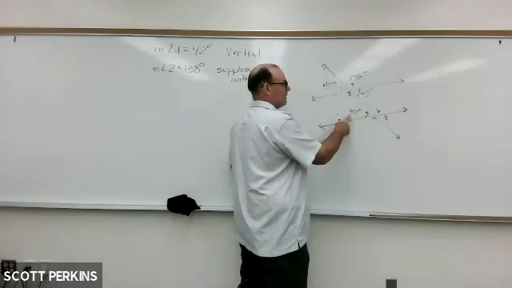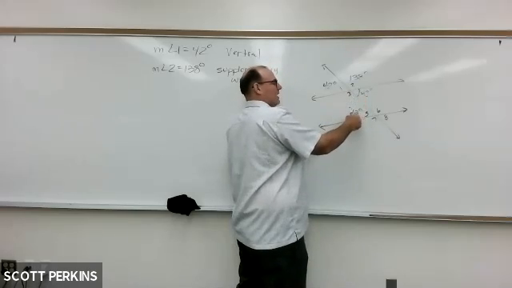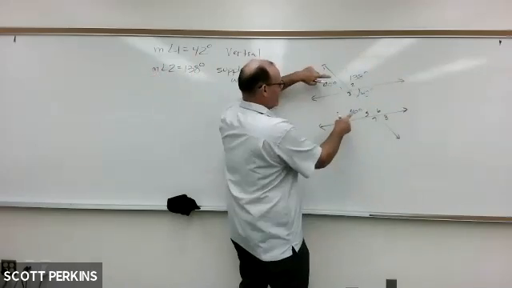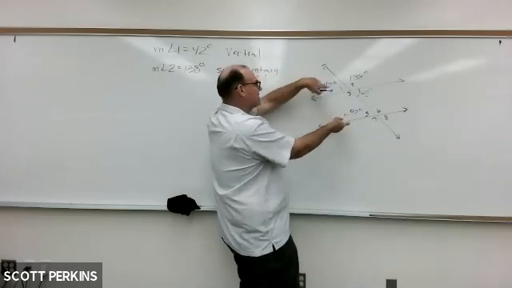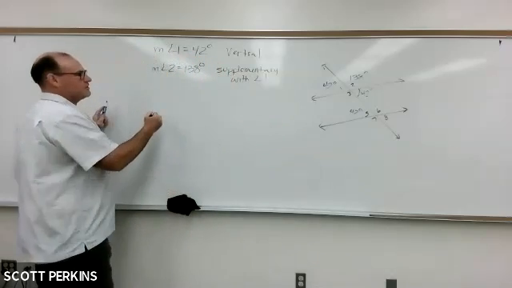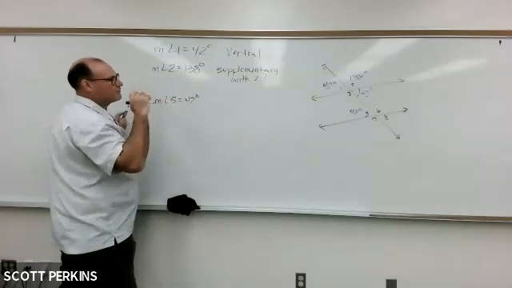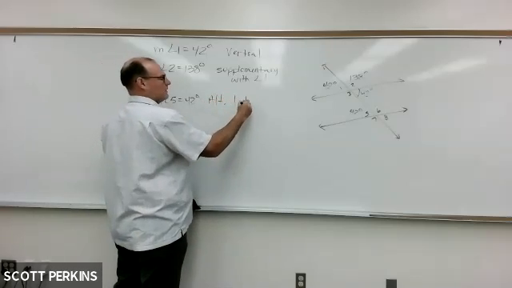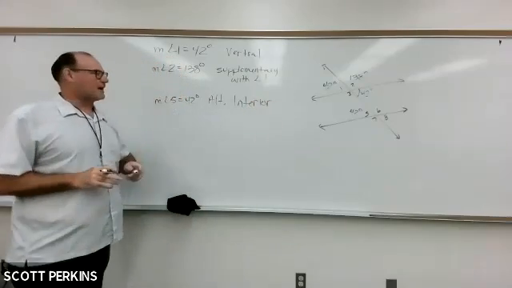It's not vertical, but it is, as somebody said, alternate interior. It alternates the side of the transversal, and it's on the inside of the parallel lines. Another correct answer would have been to say it corresponds to angle 1. They're in the corresponding position, so they would be the same. Either way of determining it works. So the measure of angle 5 is 42, and I'm just going to write the first thing that I heard: it's alternating interior with the 42-degree angle. Okay, great.